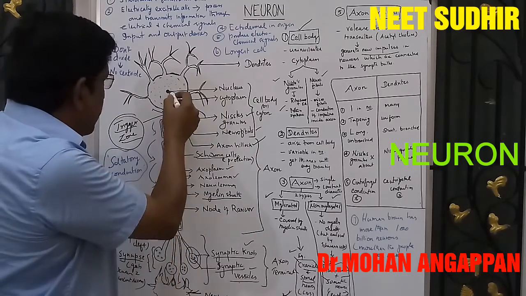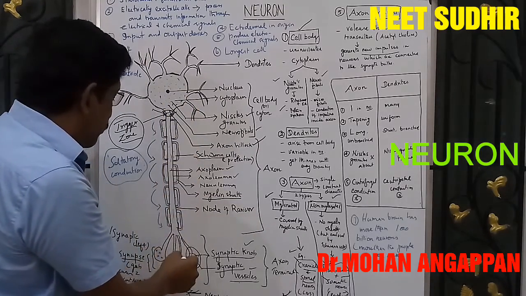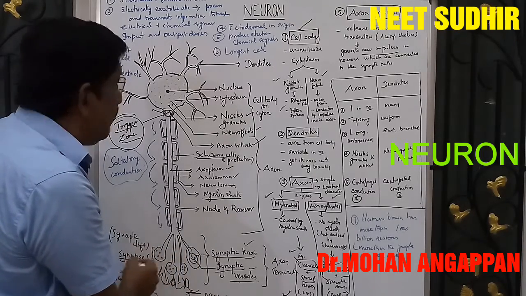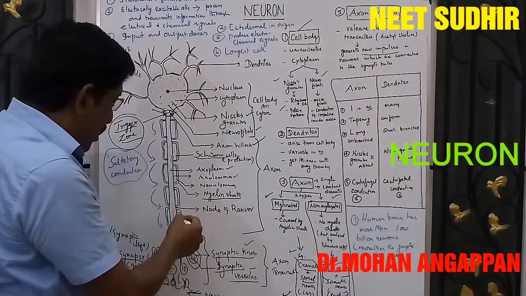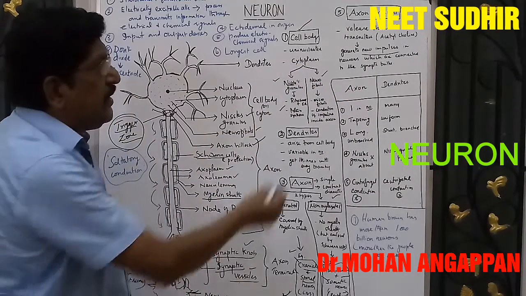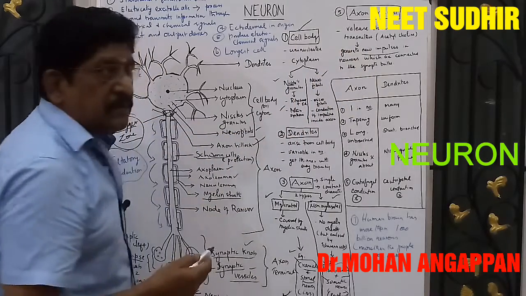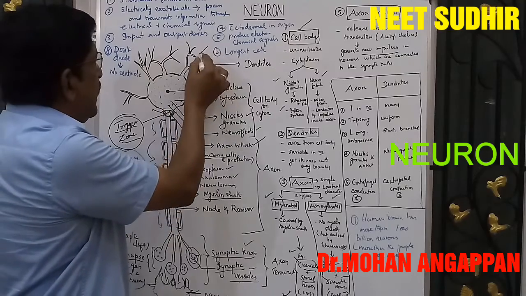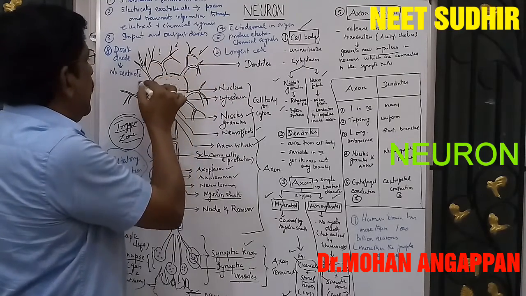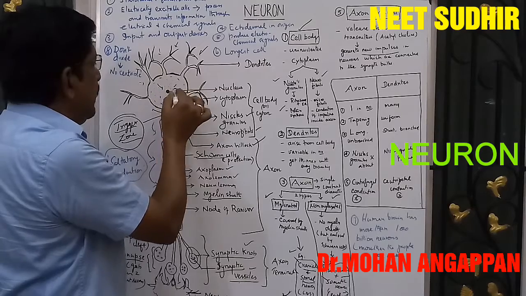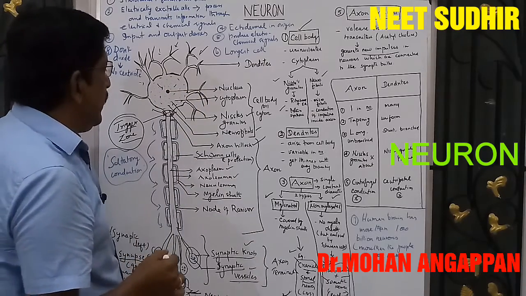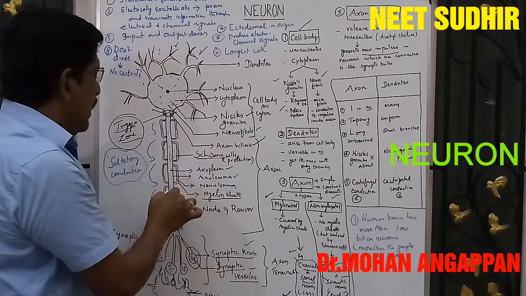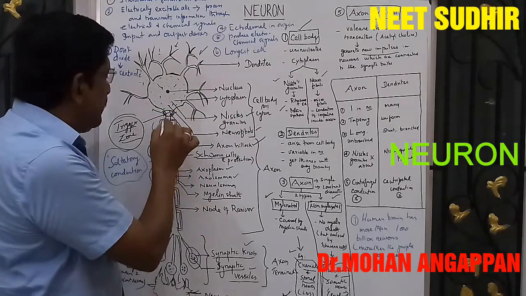So here from the cyton, this is connected to the axon terminal, and in this synapse, this synaptic cleft, new impulses are transferred to the next neuron by chemical transmitters, for example acetylcholine. So here the dendrites get the impulses, which come inside the cyton cell body, and then they are conducted inside the axon.